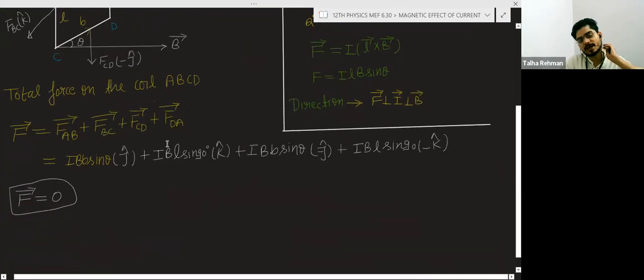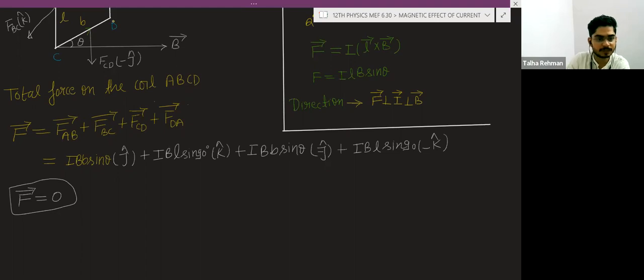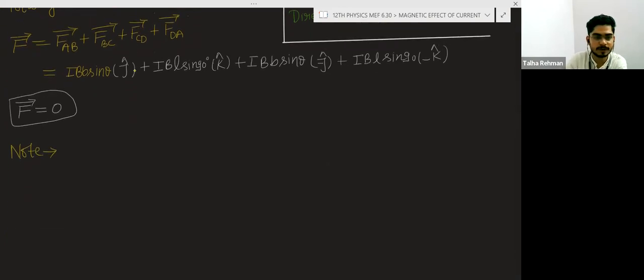When you apply this formula and the right hand thumb rule, place your fingers along the direction of the current and curl your fingers towards the magnetic field, then you will get the direction of the magnetic force. So here the magnetic force is 0. We have already written it, but writing it again: force on a current carrying coil is 0.